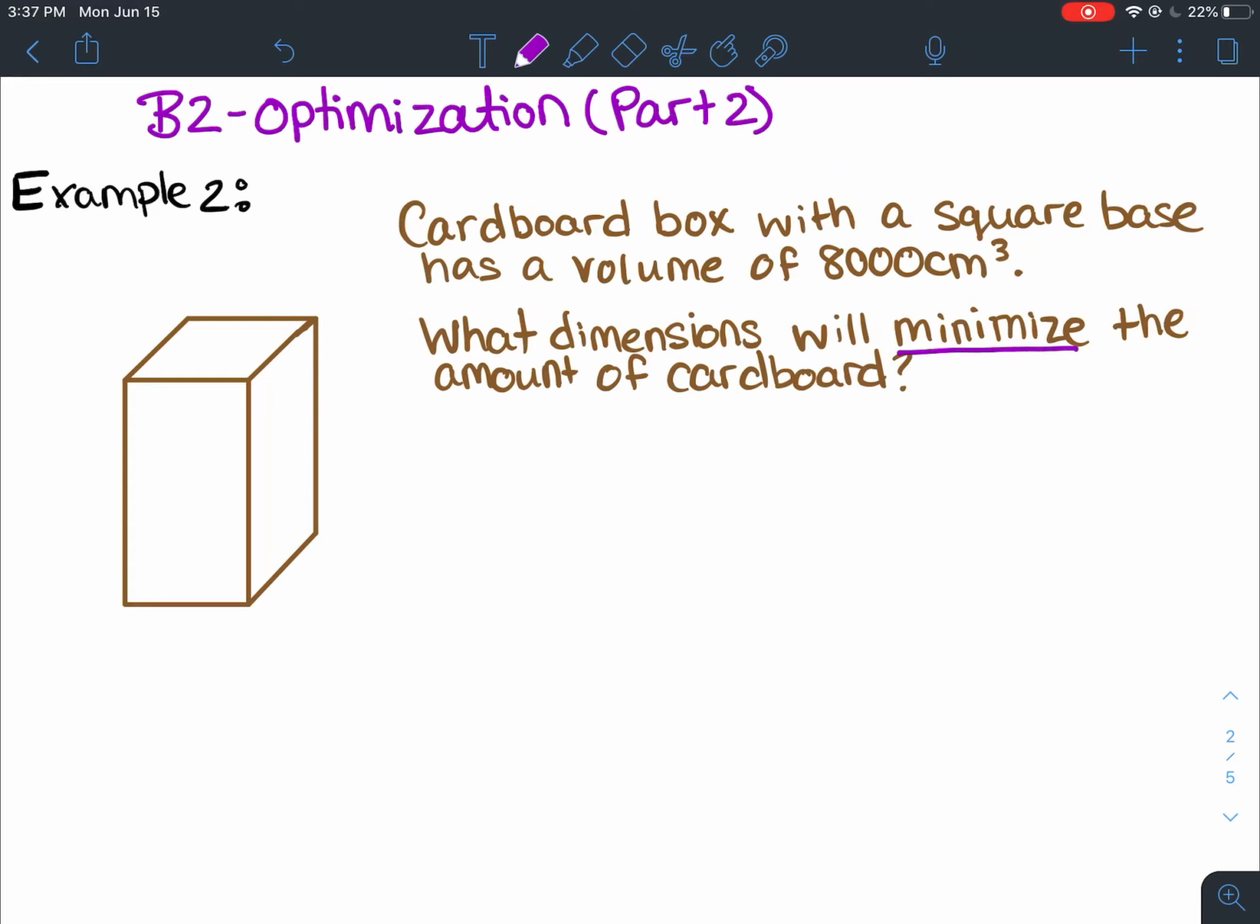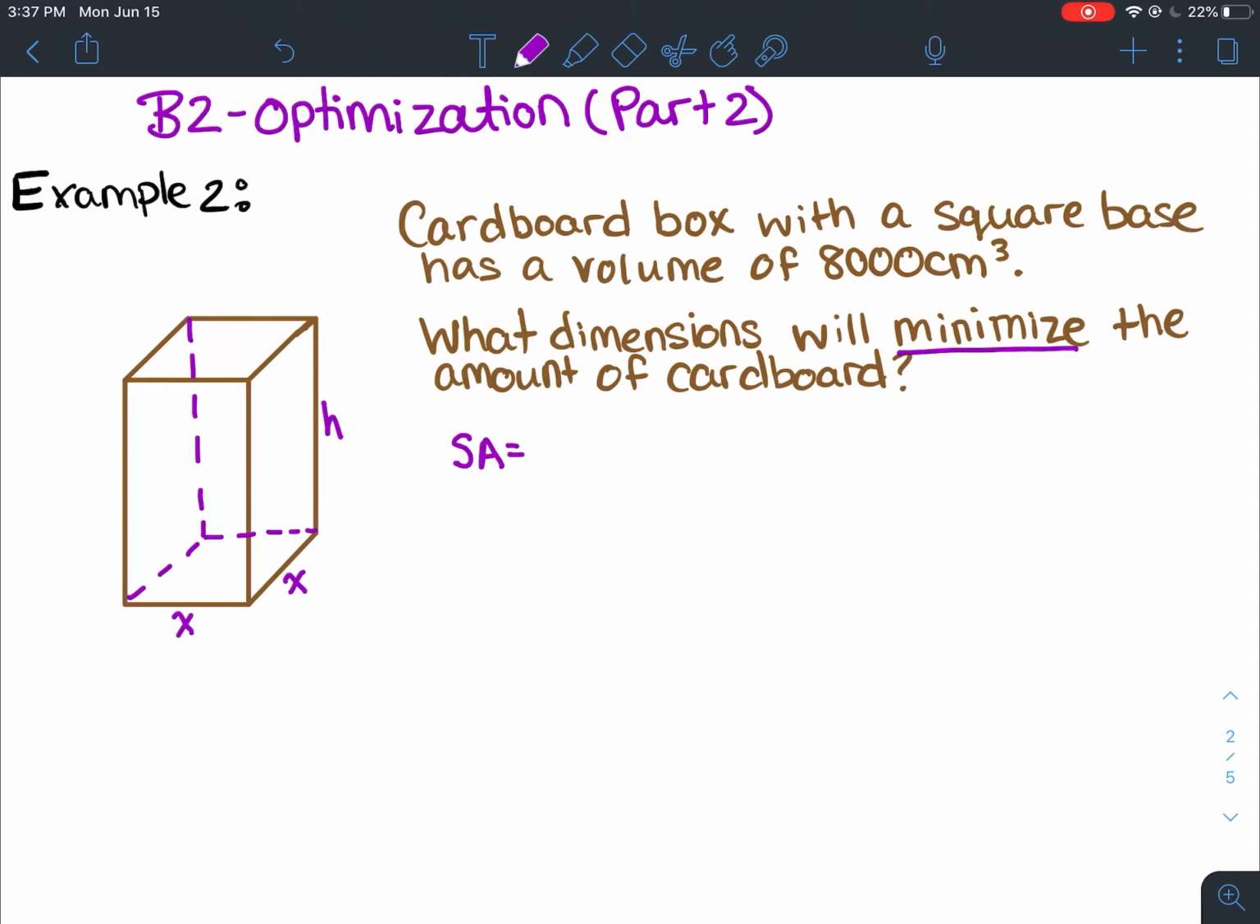Okay, so let's use some variables here for our dimensions. So since it has a square base, then we know the bottom is going to be, let's say, x by x. Whatever those width and length are, they're going to be the same. And then we also have a height. And we don't know what the height is or the width and length, but we know they're the same, the x's.